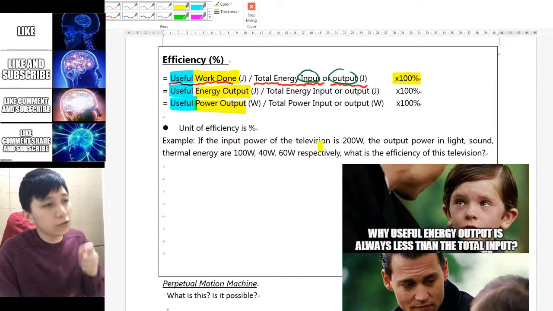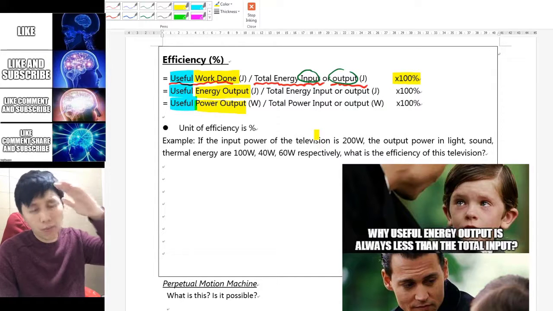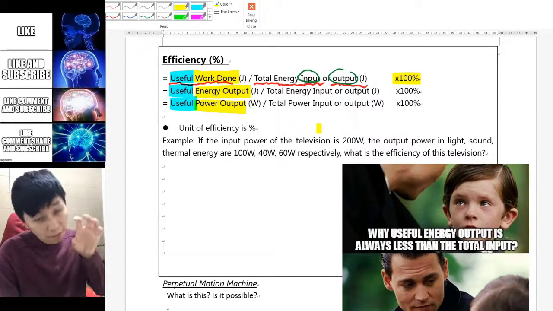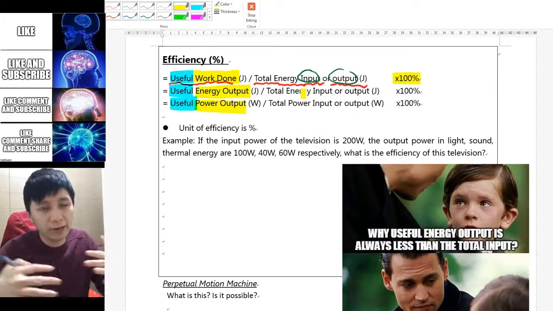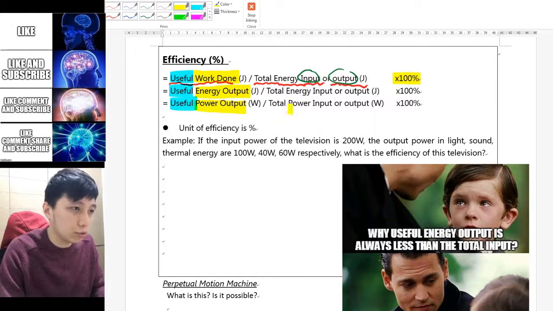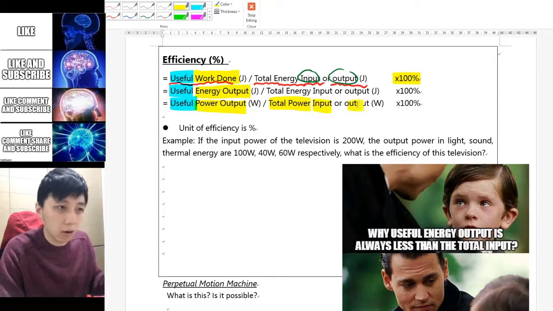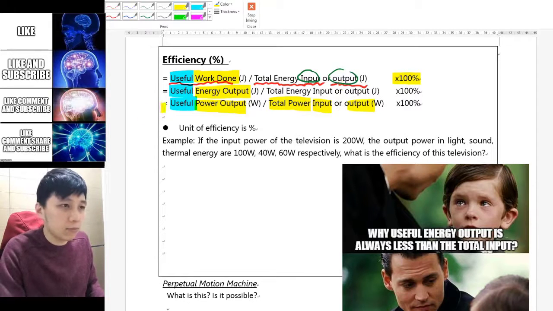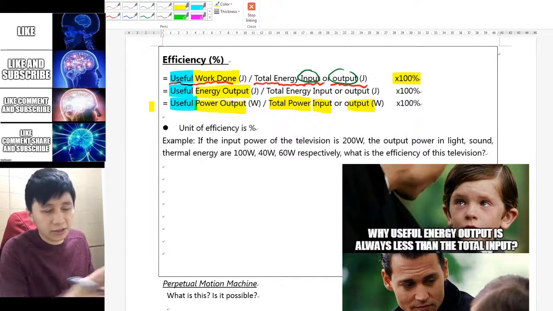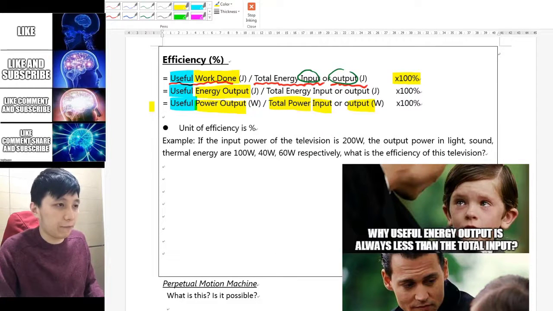However, if you use power output as the top of the fraction, then the bottom part of the fraction should be done in a parallel manner. That means you also should use the total power, again, no matter input or output. Otherwise it would not be fair. And that's pretty much the formula for efficiency.